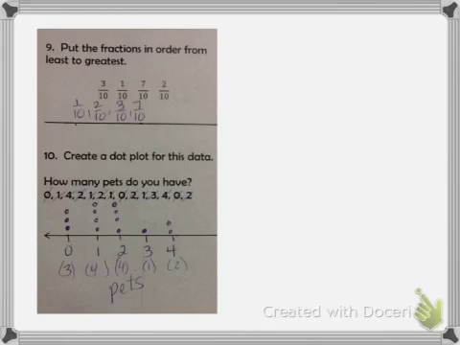Create a dot plot for this data. Well, a dot plot, we have a number line here. We have to start with 0 and then increase by 1. So we have 0, 1, 2, 3, 4. They're all evenly spaced out. And from here we are counting the number of zeros, so I can put a dot on each one. So I have 1, 2, 3. We have 3 dots on top of the 0 here.